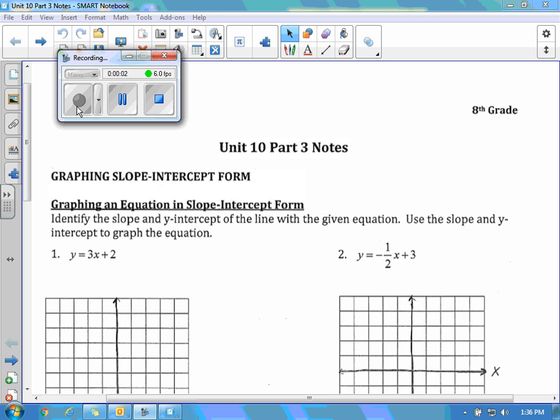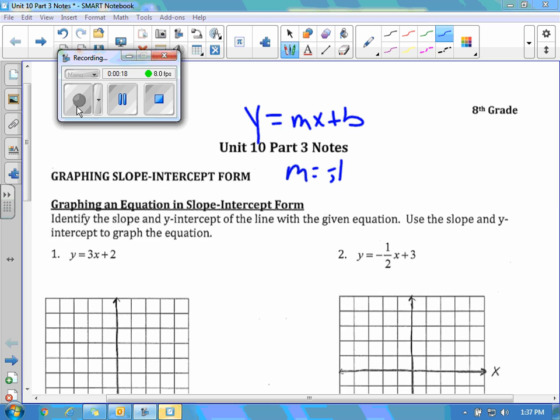In part 3 of Unit 10, we are looking at how to graph using slope-intercept form. Just a reminder, slope-intercept form is y equals mx plus b, where m is the slope and b is the y-intercept. It says, identify the slope and y-intercept of the line with the given equation. Use the slope and y-intercept to graph the equation.